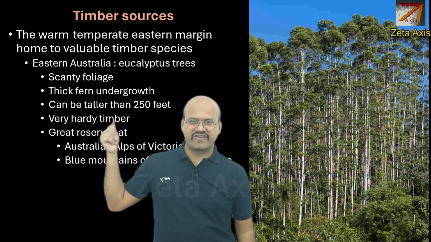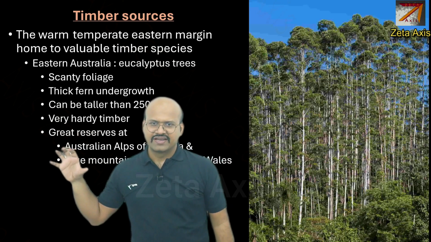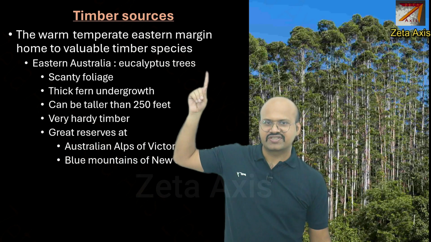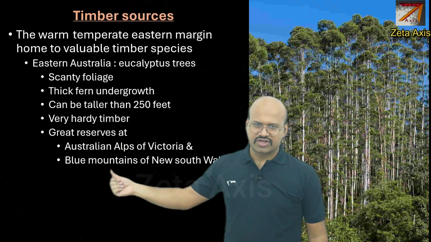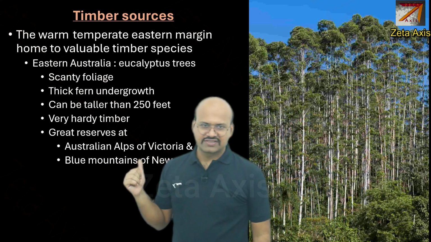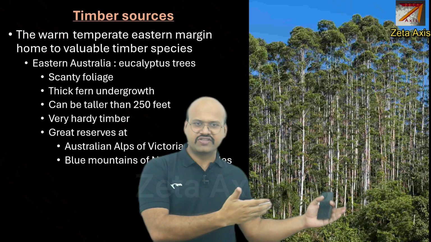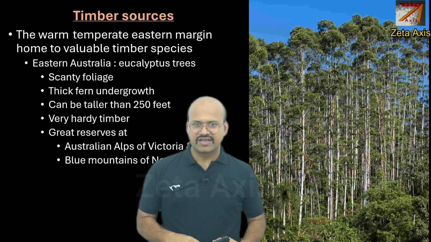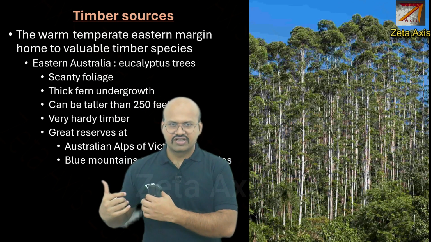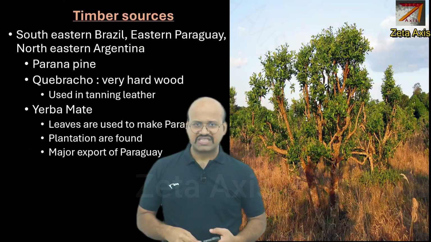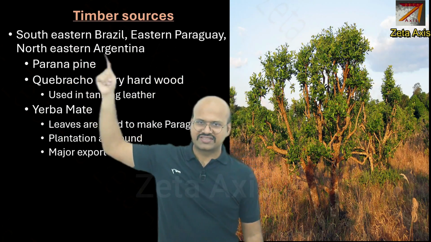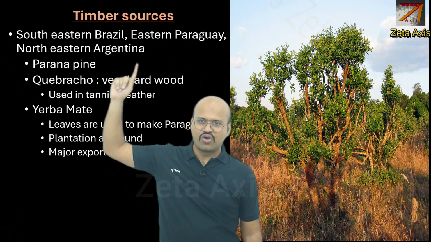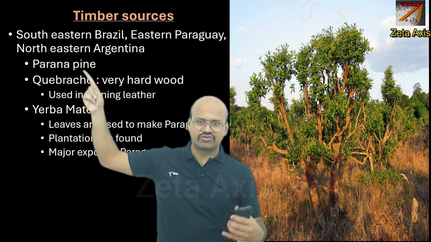The timber is very hard, and we have seen that great reserves of eucalyptus trees can be seen in the Australian Alps of Victoria and Blue Mountains of New South Wales. We can see that the timber of these forests is used for lumbering, and then it is used in different industries over here. Similarly, in southeastern Brazil, eastern Paraguay and northeastern Argentina, that is South America, we have Parana pine, which is a very good source of timber.